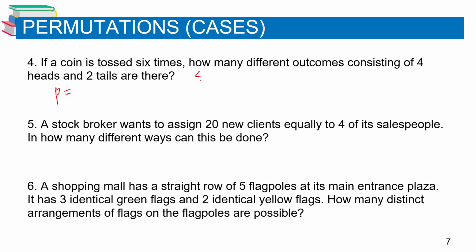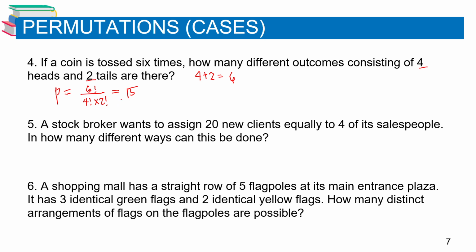We have here 4 plus 2, we have 6. Since this is repeated, and we will consider it as repetition, so we have 6 factorial over 4 factorial times 2 factorial. By the use of calculator, we have here, okay, 15 different outcomes we could produce out of this problem.